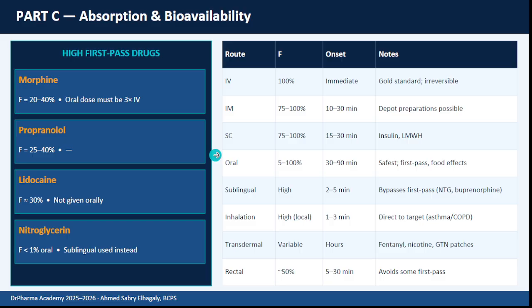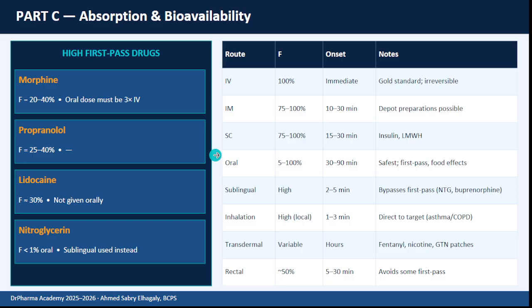IM is possible because of depot preparations. Subcutaneous, as we use for low molecular weight heparin and also insulin. We use insulin and anticoagulants like heparin and enoxaparin, low molecular weight heparin, subcutaneously. Oral is the safest route, but it must cross the liver metabolism, first pass, and it's affected by food. Some medications shouldn't be taken on an empty stomach. Some shouldn't be taken with food. Sublingual, like nitroglycerin, as we said.